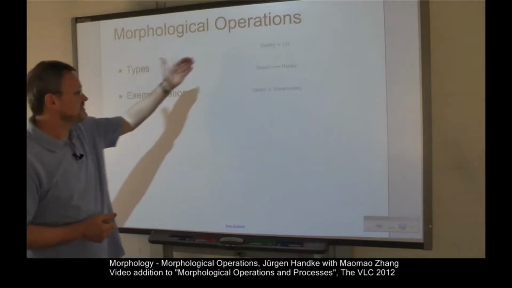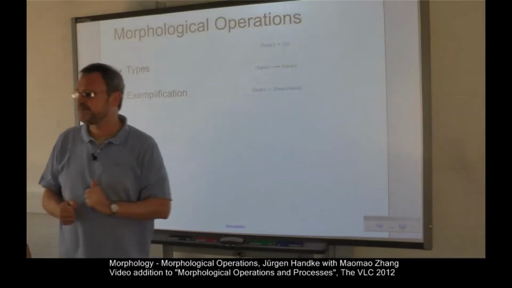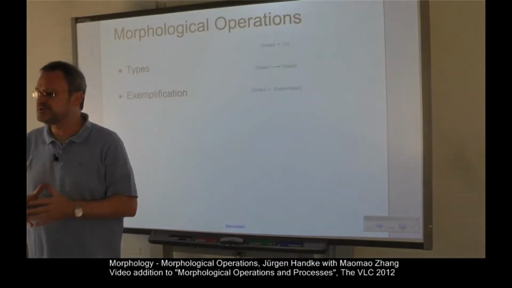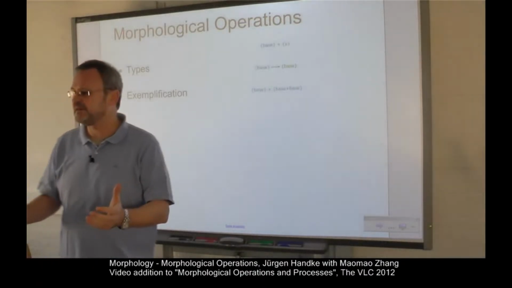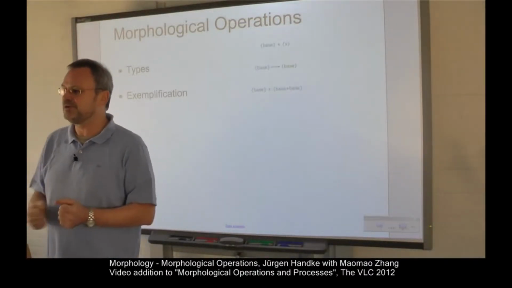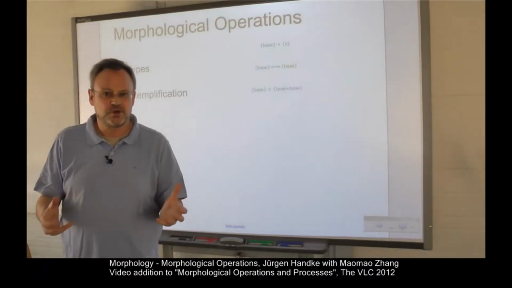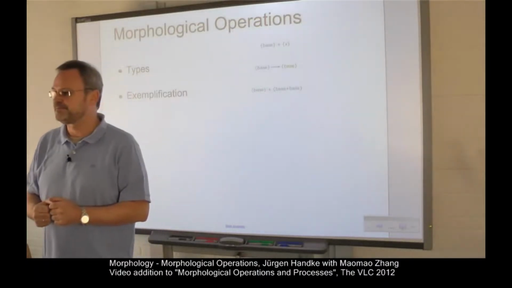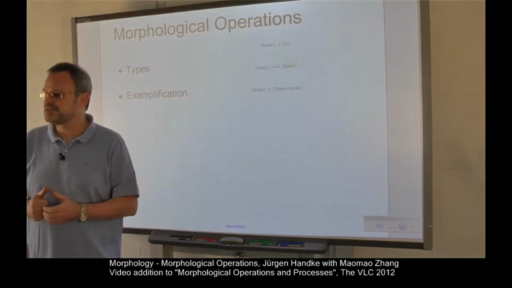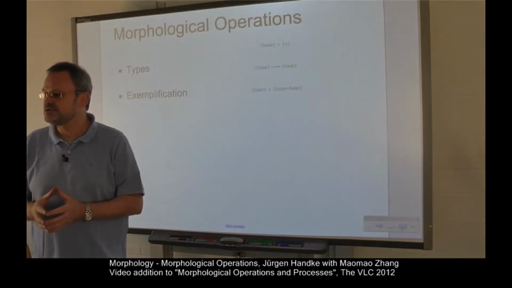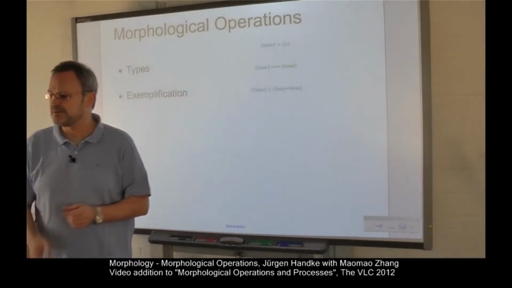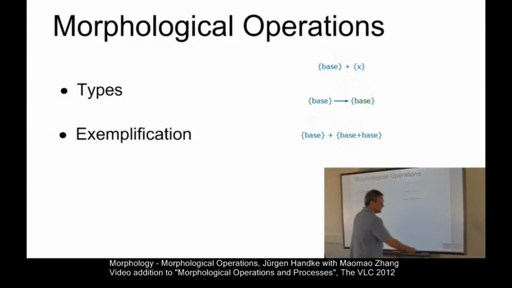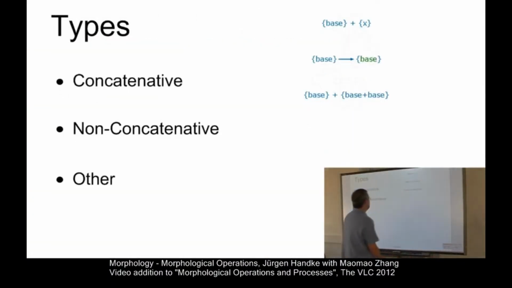Morphological operations, as you can see here, define how words can be modified, for example, by the addition of new material, or by the change of existing material. This unit outlines the central operations using present-day English and some other languages as examples. Let's first of all look at some types of morphological operation in general.